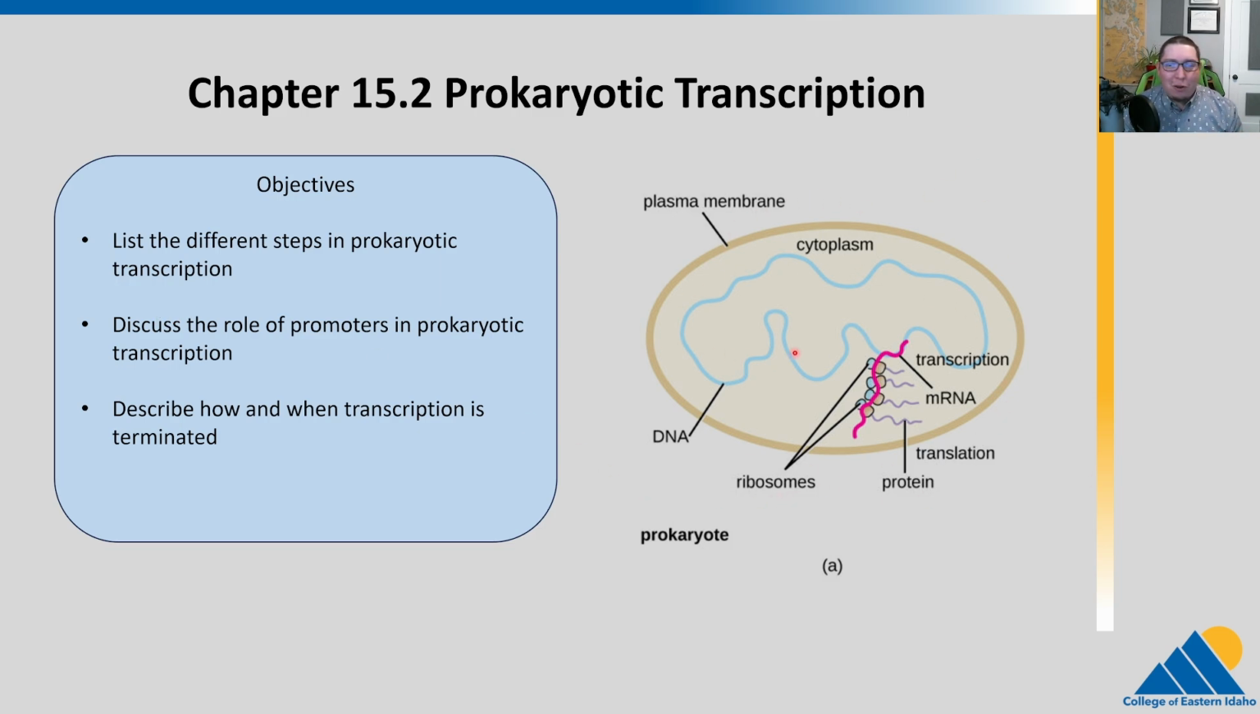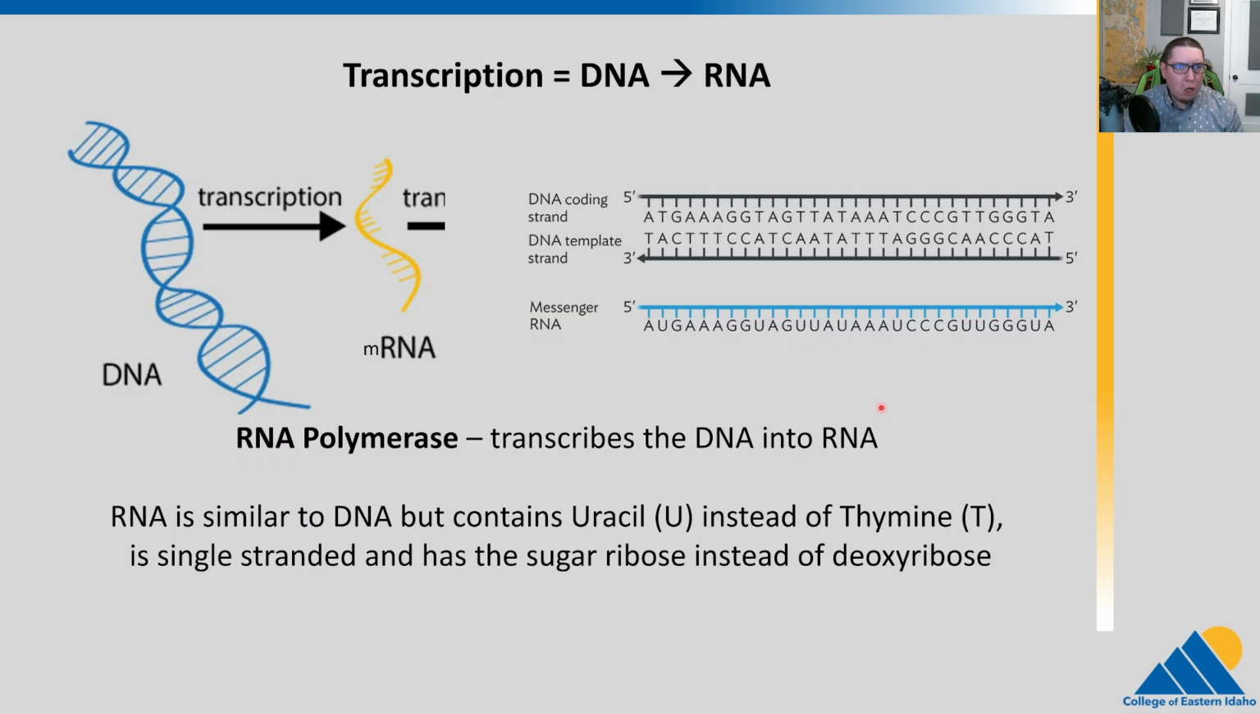Okay, so here's our model of a prokaryote, right? We said we have a circular chromosome that is not enclosed in a nucleus. That means that transcription can occur, and at the same time, translation can occur. We'll come back to translation in a later section, but we're going to focus on transcription right now. So transcription is the process of taking information from DNA and making an RNA copy of this. The enzyme that does this is called RNA polymerase. It transcribes DNA into RNA.